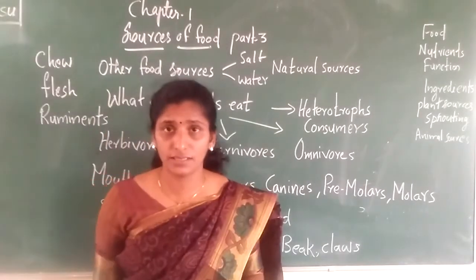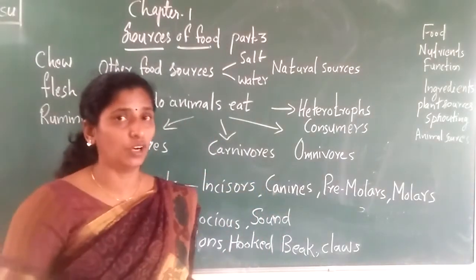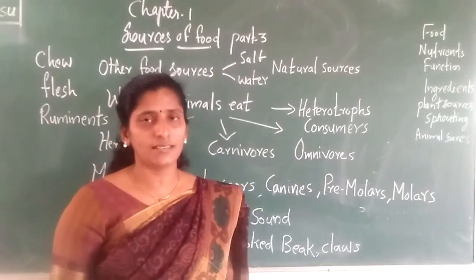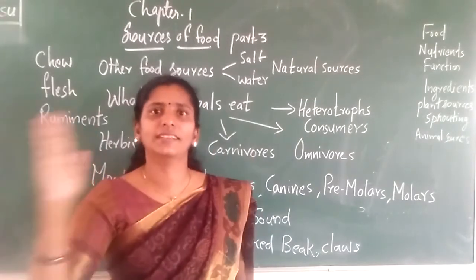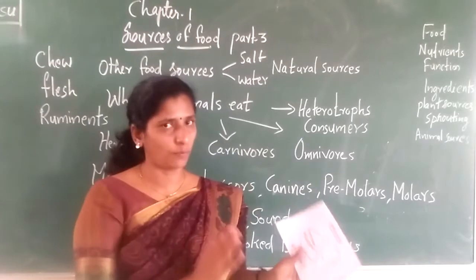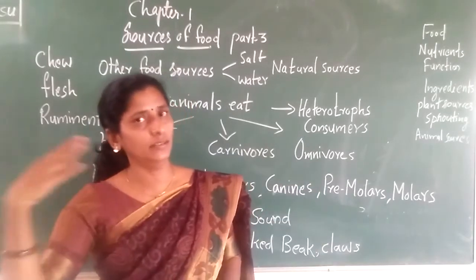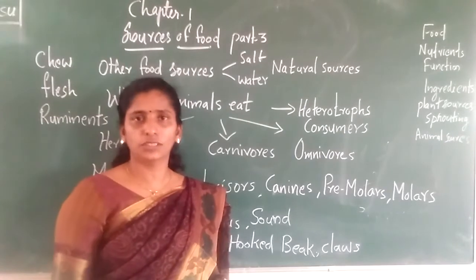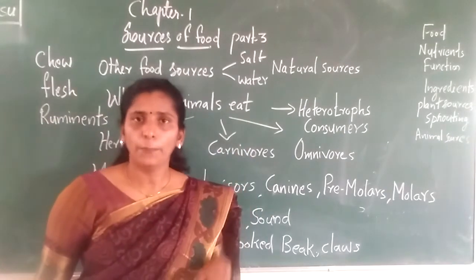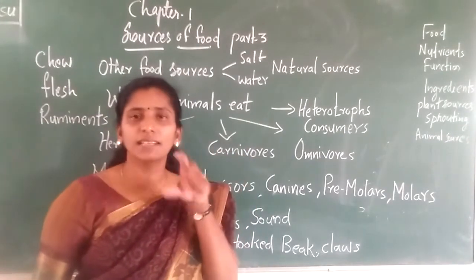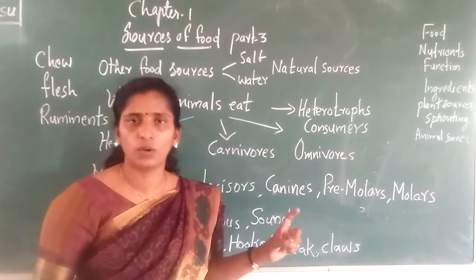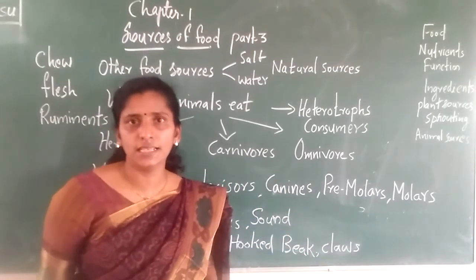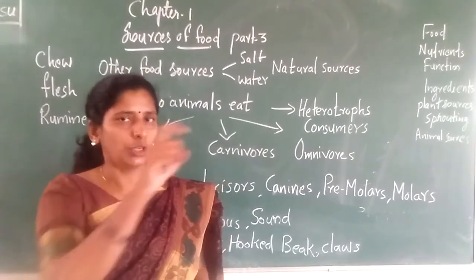What about the birds? Are all the birds herbivores, carnivores or omnivores? Yes, the birds are also divided into 3 categories. Some birds are omnivorous, some birds are carnivores and some birds are herbivores. Like, say, pigeon. Pigeon eats only what? The seeds and all. So pigeon comes under what? A herbivorous bird.